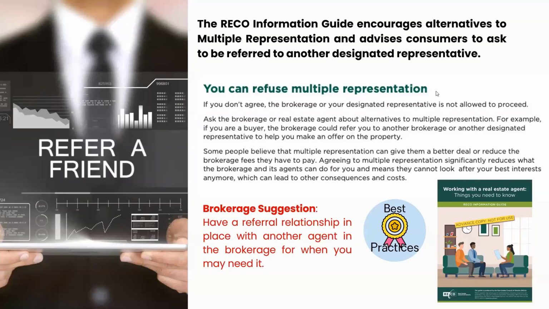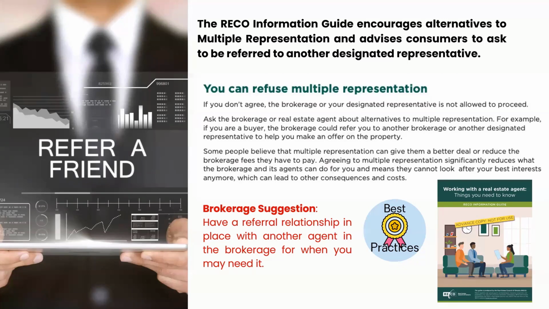The RICO Information Guide encourages alternatives to multiple representation and advises consumers to ask to be referred to another designated representative. You can refuse multiple representation. So if you don't agree, the brokerage or your designated representative is not allowed to proceed. Ask the brokerage or the real estate agent about alternatives to multiple representation. So this is, I assume, right from the guide. For example, if you are a buyer, the brokerage could refer you to another brokerage or another designated representative to help you make an offer on that property.